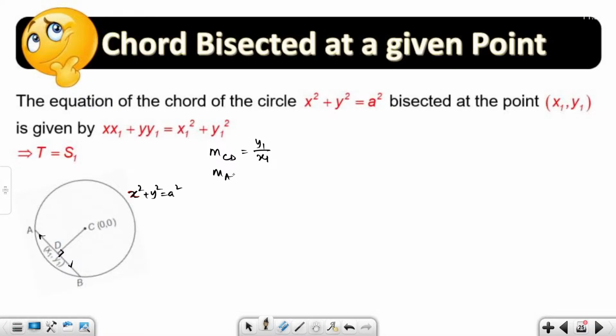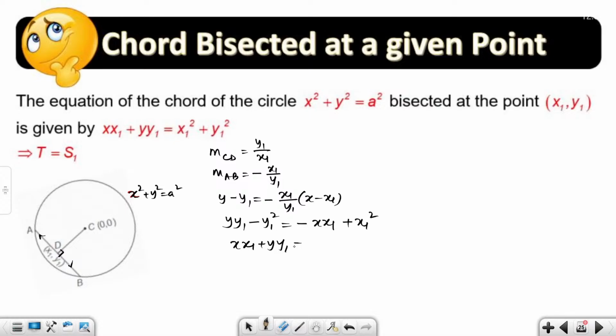Therefore, slope of AB will be nothing but minus x1 over y1. So what will be the equation of the line AB? It is y minus y1, because we know one point through which the line AB is passing, and we know the slope also. So the equation of the line will be y minus y1 equals the slope into x minus x1. So that gives us what? y1 minus y1 square equals minus x1 plus x1 square. So from here we are getting x1 plus y1 equals x1 square plus y1 square.